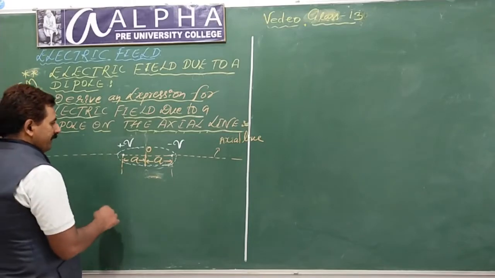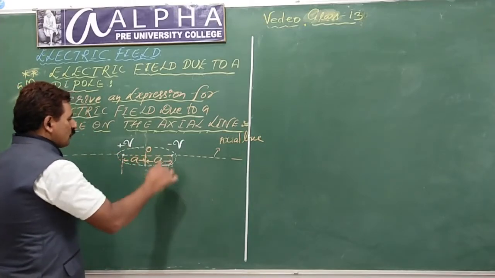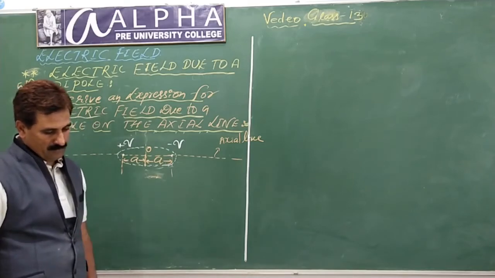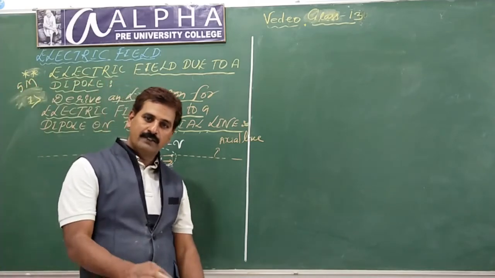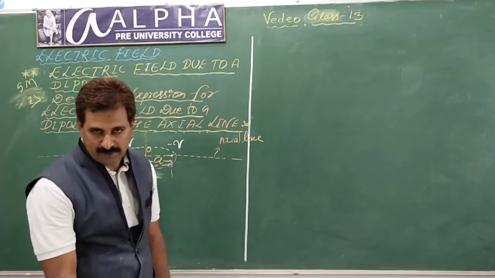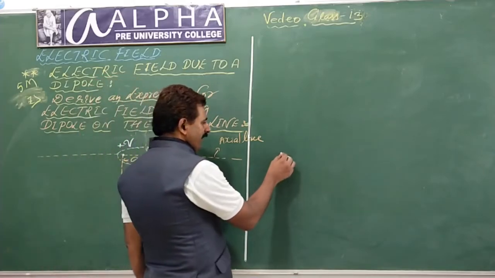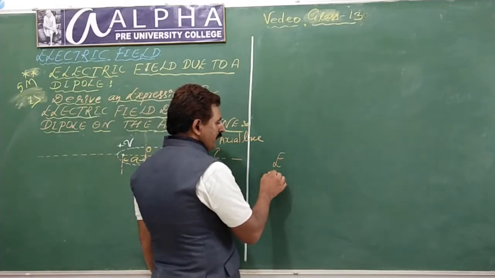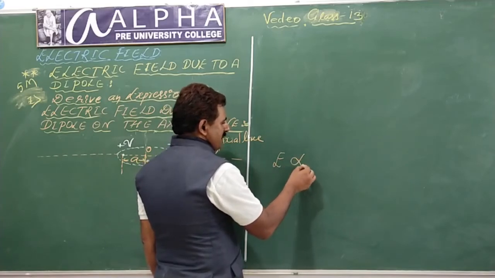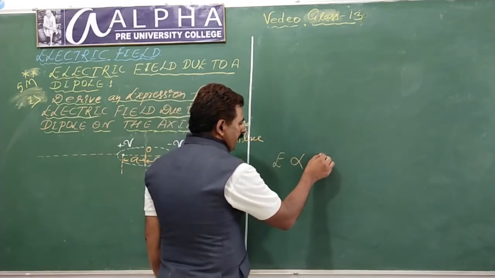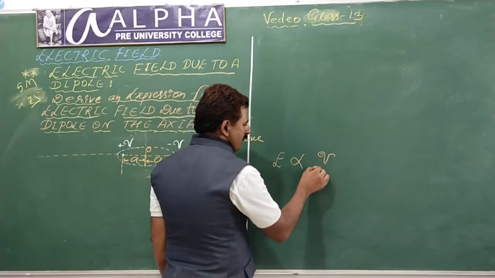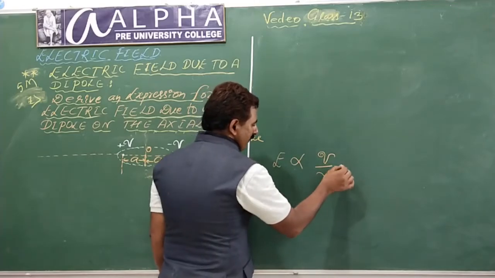Now, the point is, this dipole is a source of electric field. That's what we are learning. Dipole is a source of electric field. Students, what is a source of electric field? Electric field is denoted by E. A source is electric charge, and the field value is directly proportional to the value of charge and inversely proportional to the square of distance.